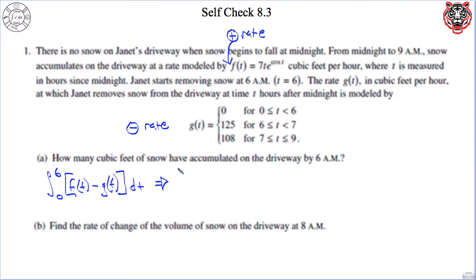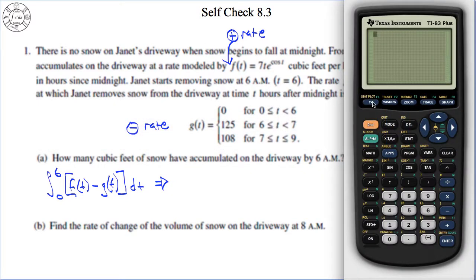So when I do this on my calculator, let's pull that up. Again, I need to go to y equals, and type 7 times x times e to the power of cosine t, with all of those parentheses. All right, so when I do the integral between 0 and 6, math 9, integral of y1, minus 0, so we don't really need to do anything.